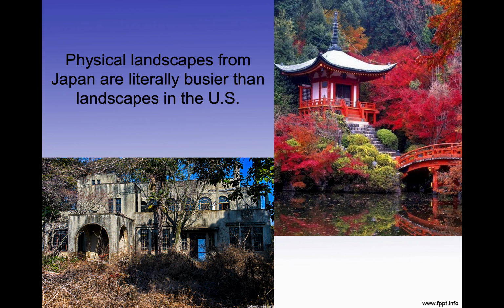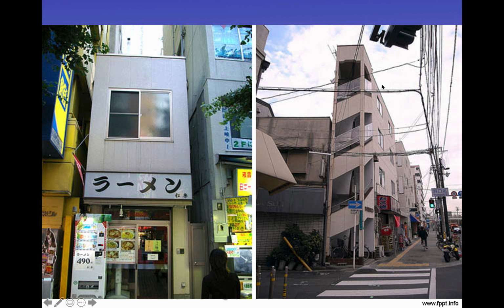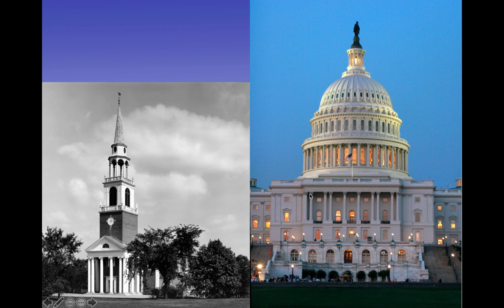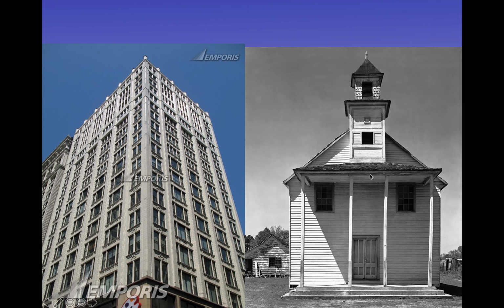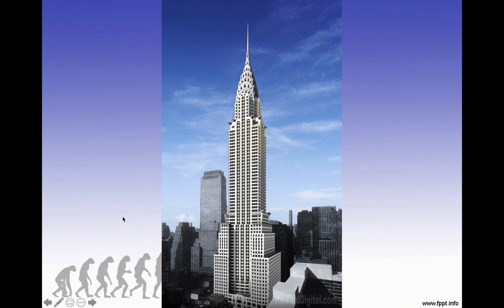Physical landscapes from Japan are literally busier than landscapes in the United States. And you can see what a mess we're talking about. Look at all the lines in these pictures. And this is an American picture, of course. That's a church in the United States. That's the U.S. Capitol building. And this is an old schoolhouse. And there we go, that's the Chrysler Building in New York.